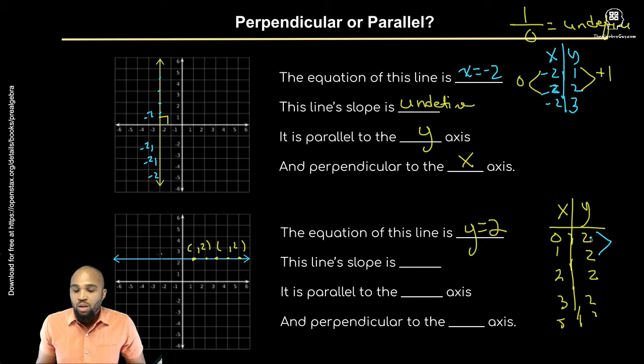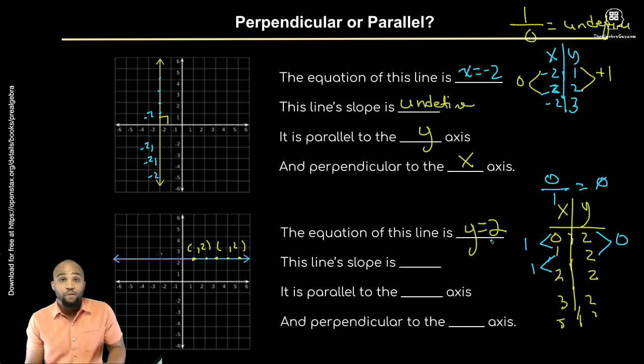So 2 minus 2, there's no change there. Well, 0 to 1 is 1. And it doesn't matter which ones you take. It could be 0 over anything. In this case, it's 1. With 0 divided by anything, it's still going to be 0.